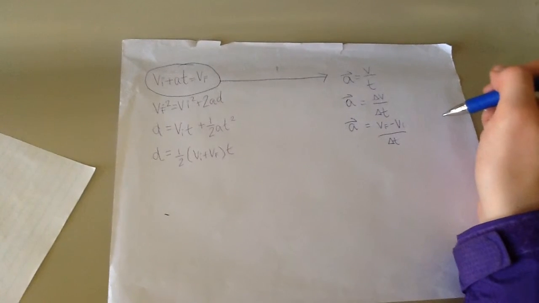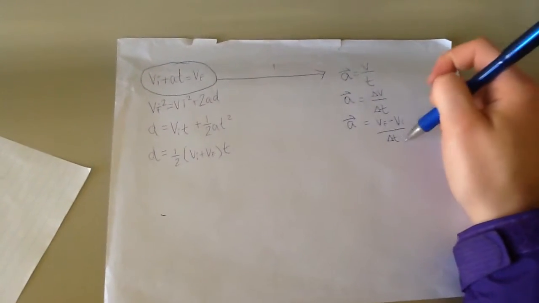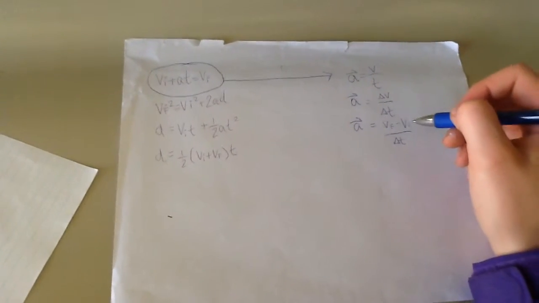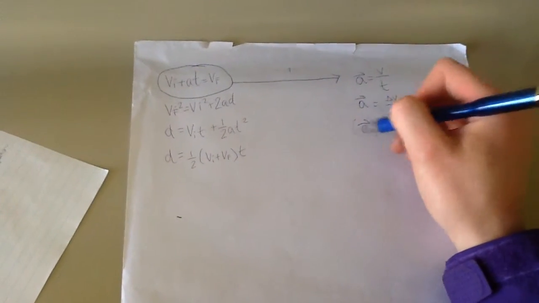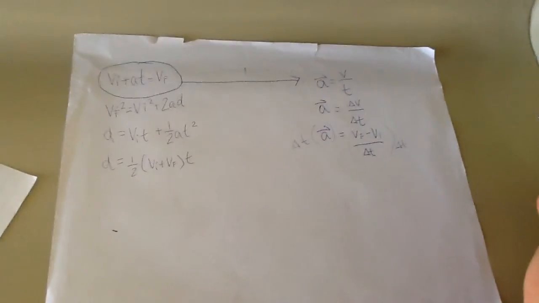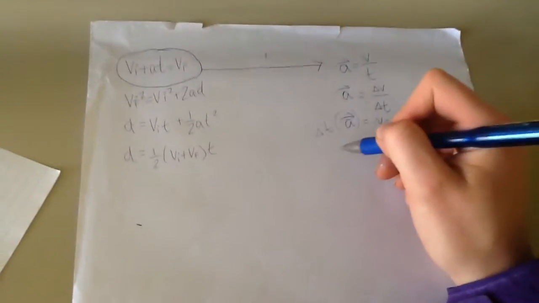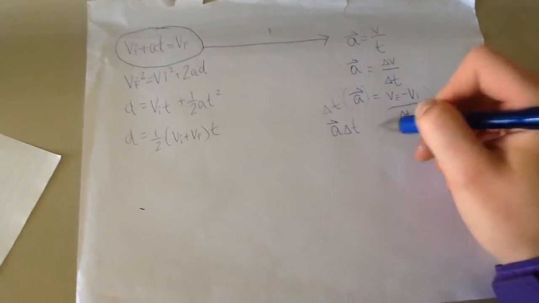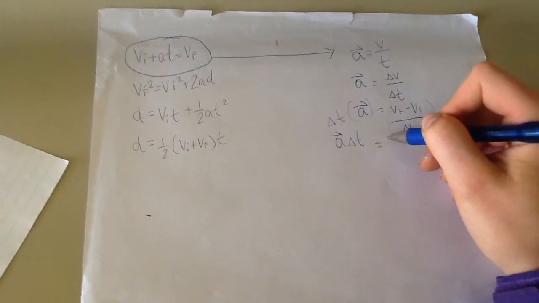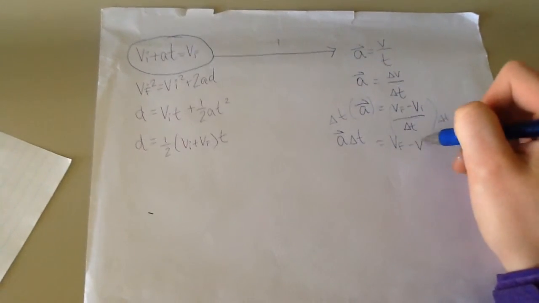We have our four different variables. So our next step would be to multiply the time over. So multiply this by the change in time, multiply this by the change in time. This is again just our normal math. We're just multiplying both things by the same. So now we have acceleration times the change in time is equal to Vf minus Vi.